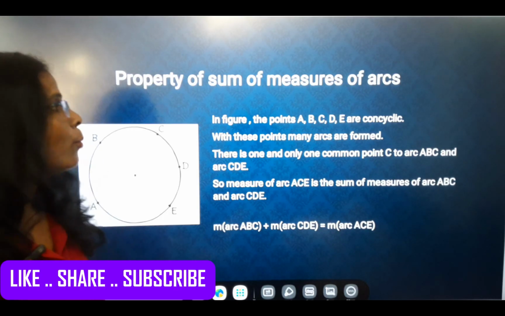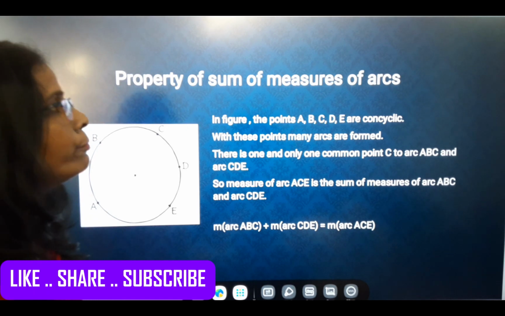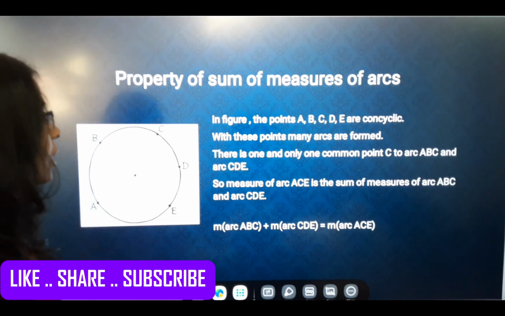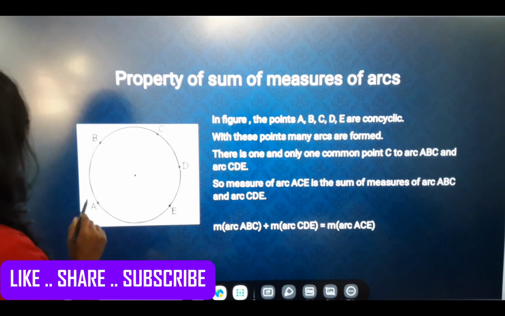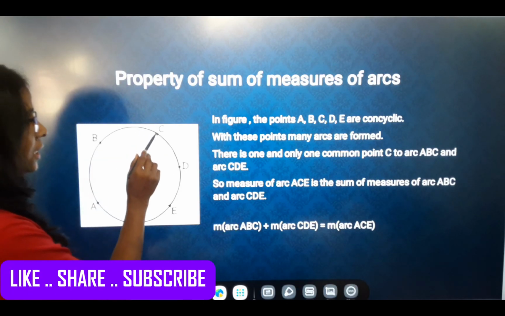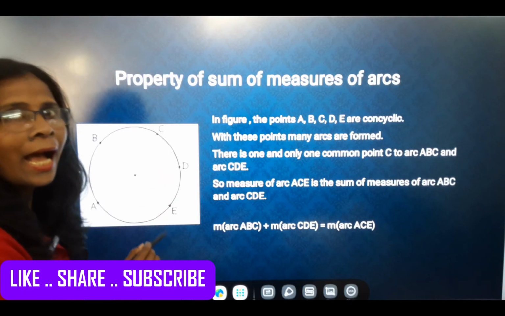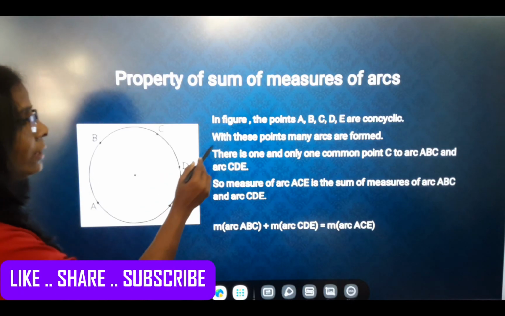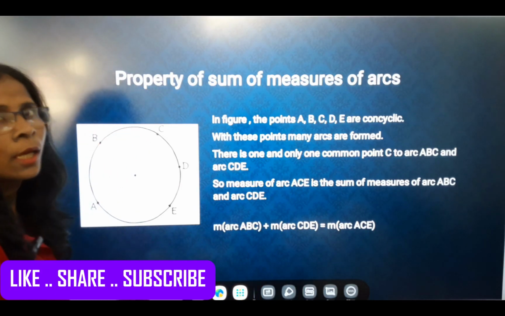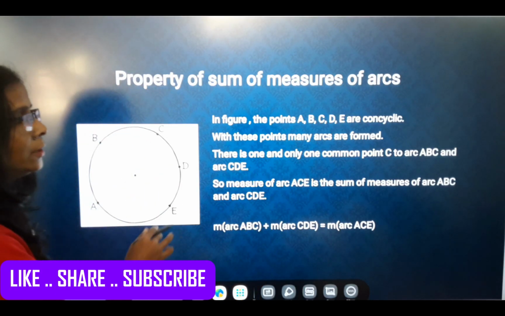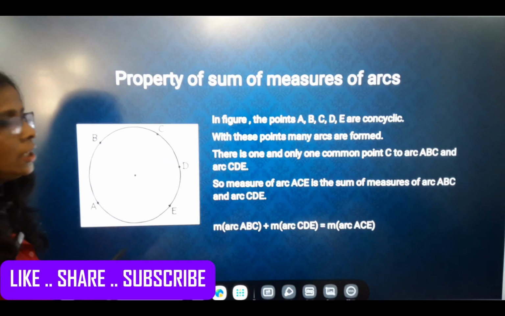Let us see the property of the sum of measures of arcs, students. So here in this figure, students, the points A, B, C, D, E are concentric. With these points, many arcs are formed. Yes, we can form many arcs from this figure.